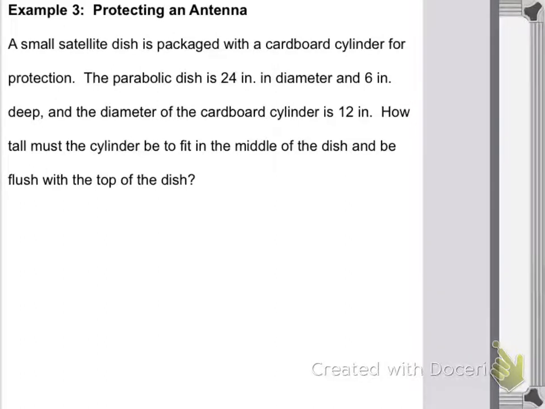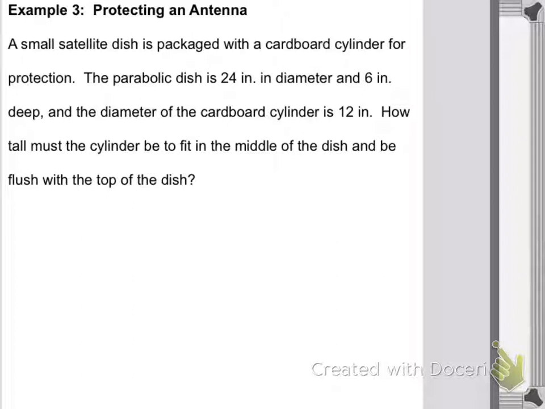Okay, here is the second part of 1.7, continuing with our word problems. This problem involves a small satellite dish, and it is packaged with a cardboard cylinder for protection. It says the parabolic dish is 24 inches in diameter and 6 inches deep, and the diameter of the cardboard cylinder is 12 inches. They want to know how tall must the cylinder be to fit in the middle of the dish and be flush with the top of the dish.